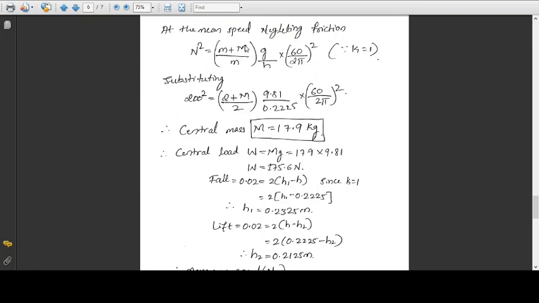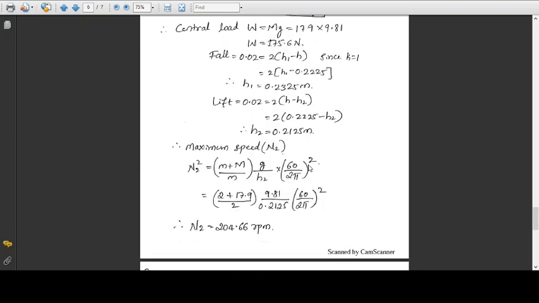The only unknown is going to be m. So substitute the known values and simplify this equation to get the value of m, that is the central mass. After the simplification you will get the central mass m as 17.9 kg. Therefore the central load W equals mg, which is 17.9 into 9.81, with g in meters per second square. So the central load will be 175.6 Newton.